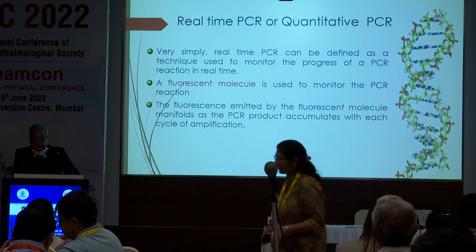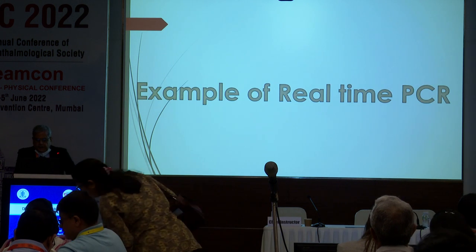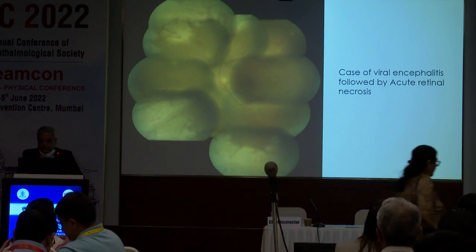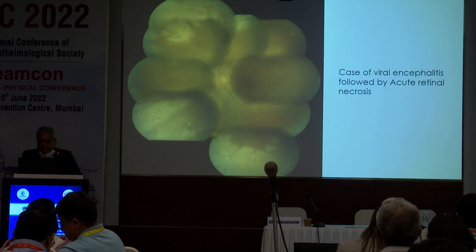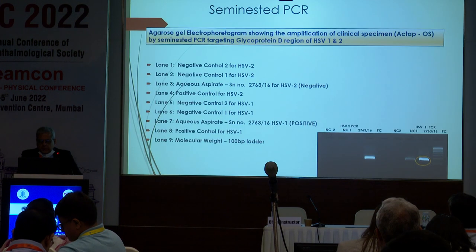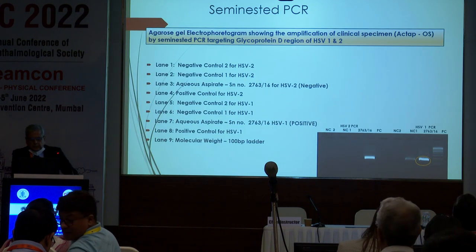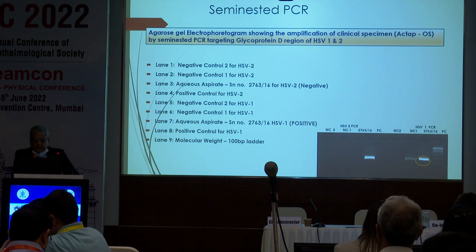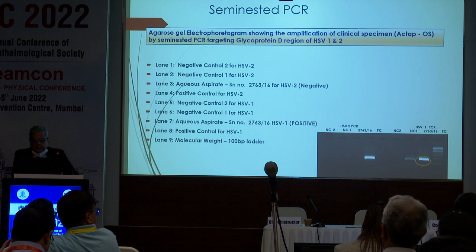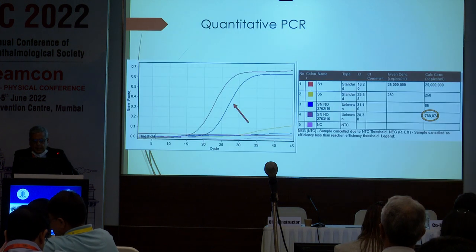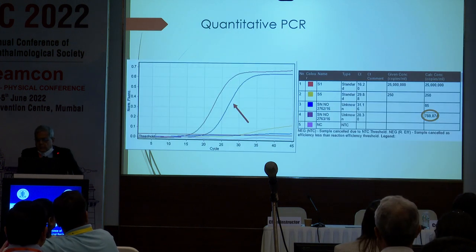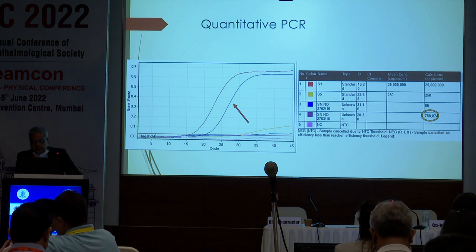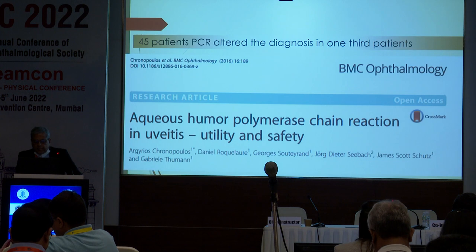Quantitative PCR, or real-time PCR, can be done where you get the copy number. This is a case of viral encephalitis followed by acute retinal necrosis, and we did an agarose gel electrophoretogram, in which nested PCR was positive for herpes simplex type 2 and type 1. And quantitative PCR showed 768,874 copies of the DNA.